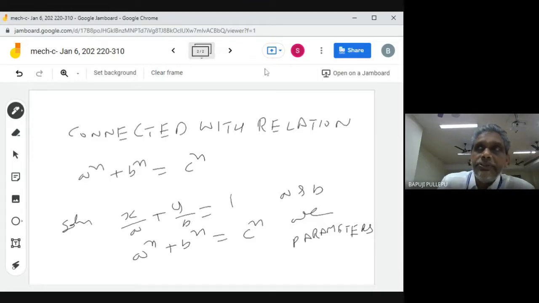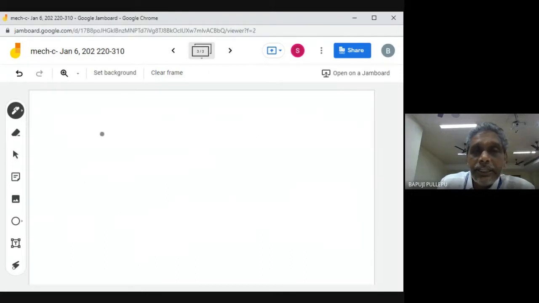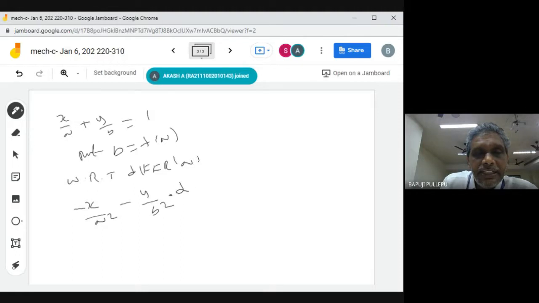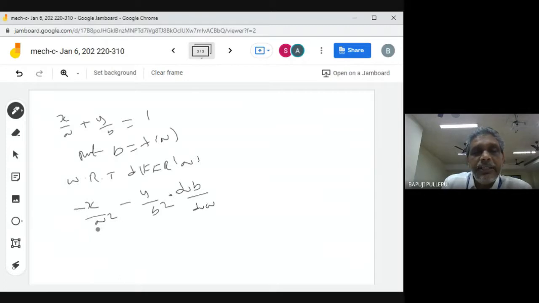Then differentiate with respect to a. Take this equation, x by a plus y by b is equal to 1. You can put, let b is equal to f of a. Now, with respect to a, if you differentiate, what will you get? Minus x by a square, then minus y by b square into db by da. Are you agree? Because b is a function of a, like y is a function of x, you get dy by dx like this. db by da is equal to 0.